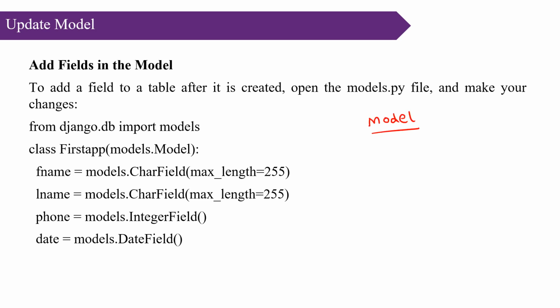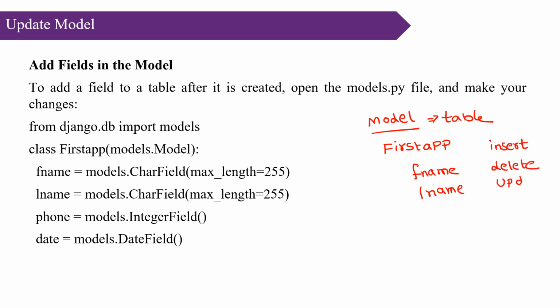What is a model? Simply, a model is a table in the database. So, we created the model first app with two fields. What are the two fields? F name and L name. After creation of the model, I performed some operations: insert a record into the table, delete a record from the table, and update a record. So these are the things that happened in the last session.